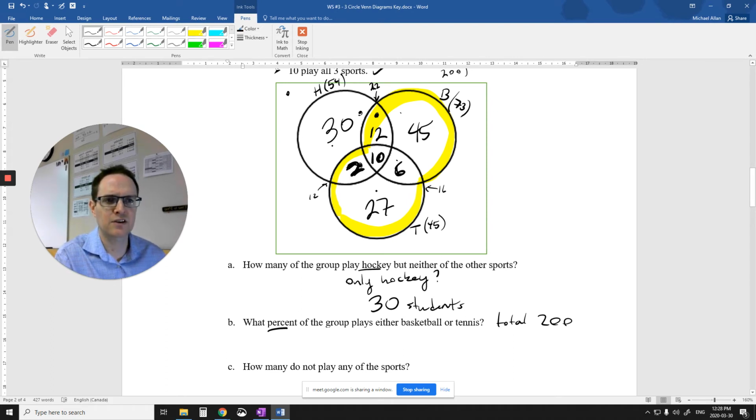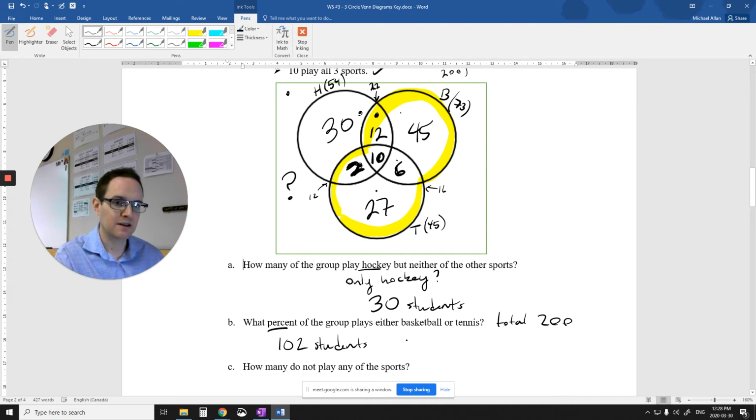Now I could subtract out the 30, but the problem is I haven't answered this out here yet. How many kids are doing nothing? That's the last question. We can figure that out too. Might as well just add everything in the circles. 45 plus 12 plus 10 plus 6 plus 2 plus 27. 1, 2, 3, 4, 5, 6 numbers. Yeah. There's 102 students that play either basketball or tennis.